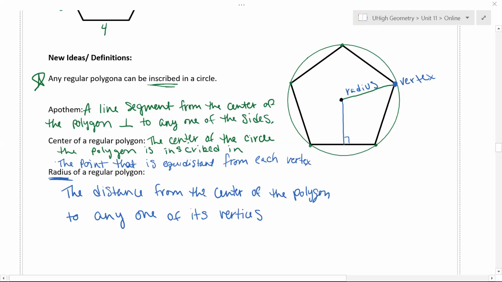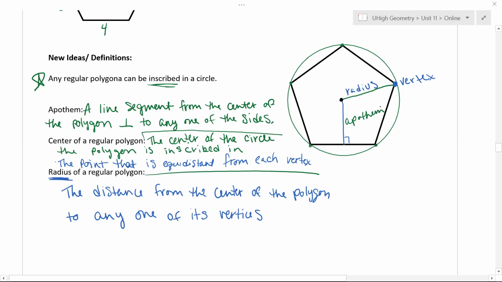I'm going to kind of block these off a little bit so you can see them a little bit better. But so an apothem, it's going to be that line segment from the center to any one of those sides, and it's perpendicular. So this blue line that we have on this polygon here. So those are going to be our new definitions. So let's just practice those really quick. And that will be all for this video.